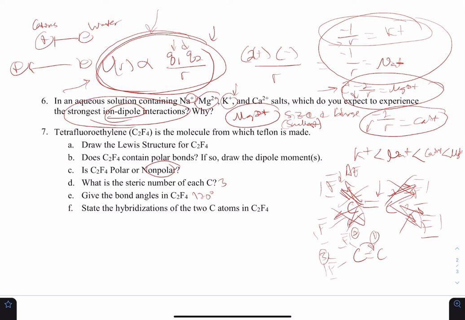If you don't remember a lot about VSEPR and stuff like that, I would go back and review those to make sure that you can get these kinds of questions.